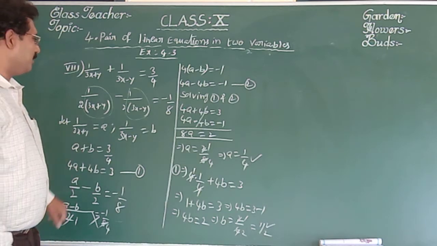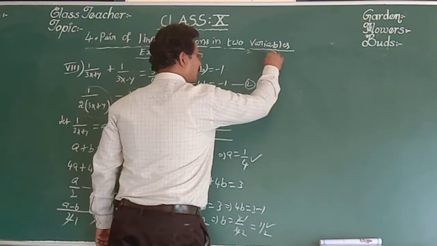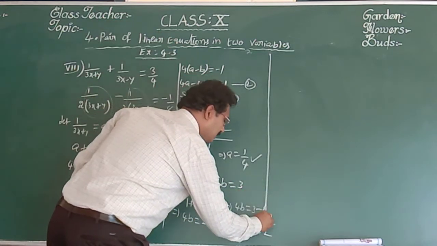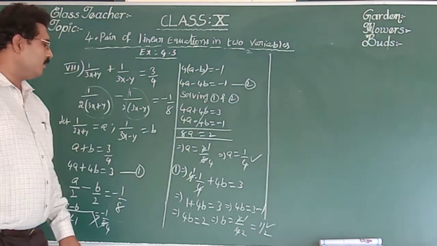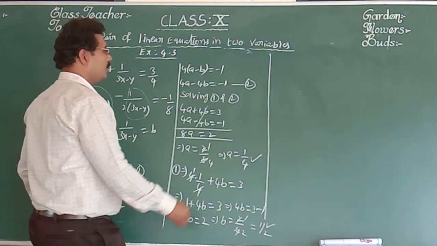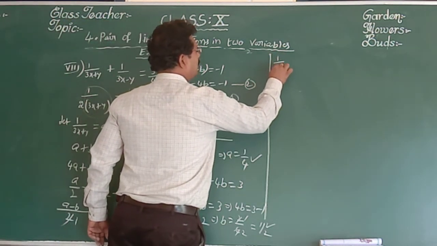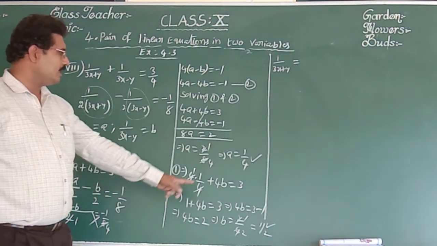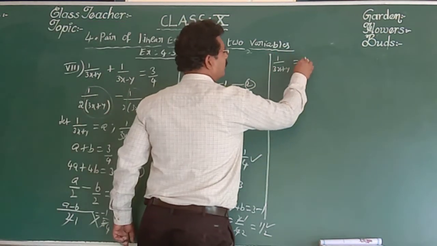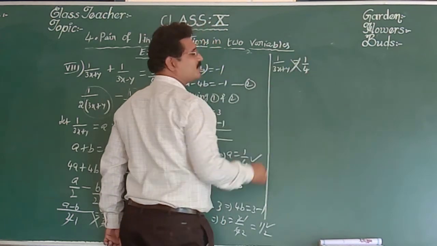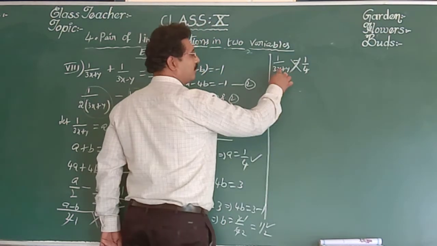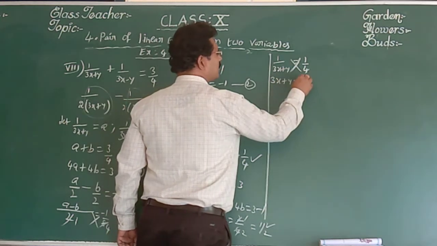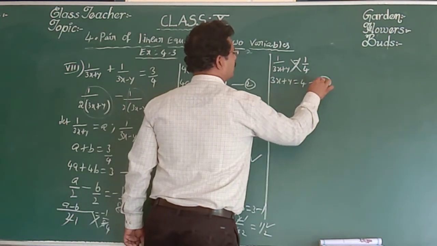Again, don't stop the problem. A value is 1 by 4, b value is 1 by 2. Again, 1 by 3x plus y is equal to a. What is a? 1 by 4. Again cross multiply. See, try to understand the problem. 3x plus y is equal to 4 ones are 4. Call it equation number 3.